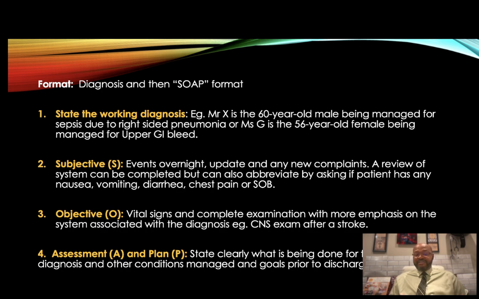Then your objective is your vital signs and your complete physical examination, and spend more time on the system involved. For instance, if they had a stroke, a more thorough CNS exam is expected. If it's a GI bleed, a more thorough GI examination is expected. If it's a COPD exacerbation, again, the respiratory system examination should be emphasized. And then your assessment and plan: just state clearly what is being done for the working diagnosis, then other conditions that are being managed, and what your goal is for discharging these patients. That's pretty much the format that you use.